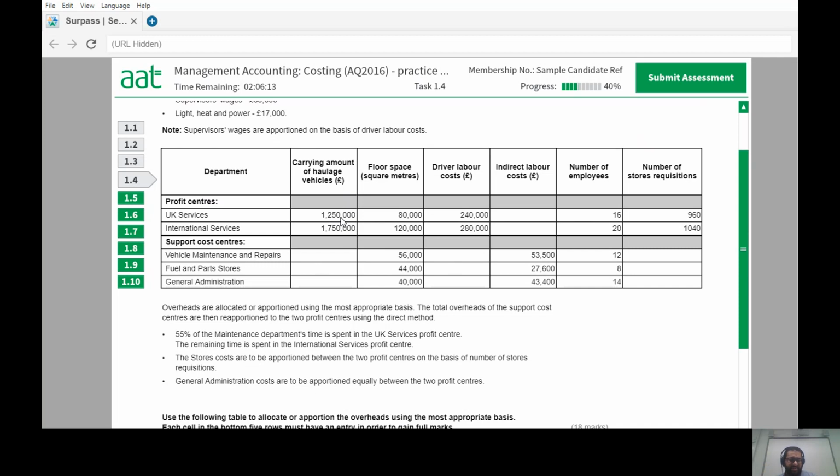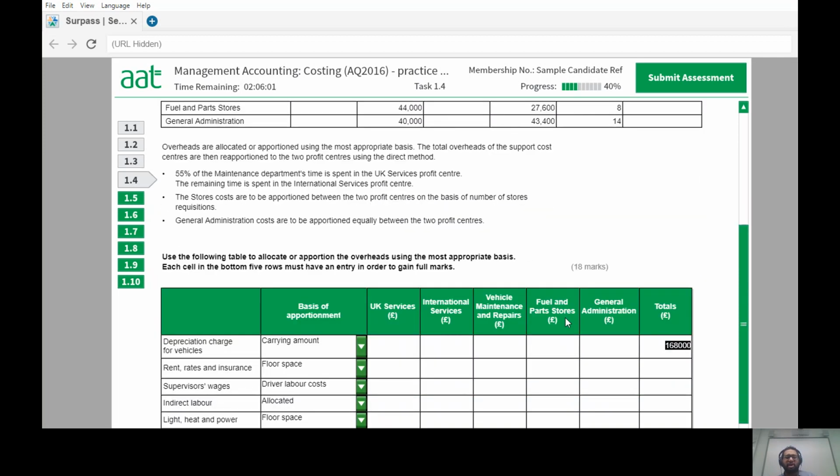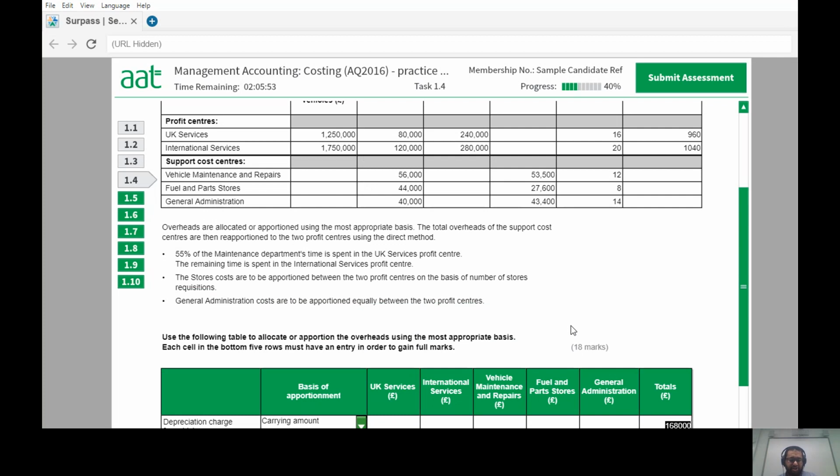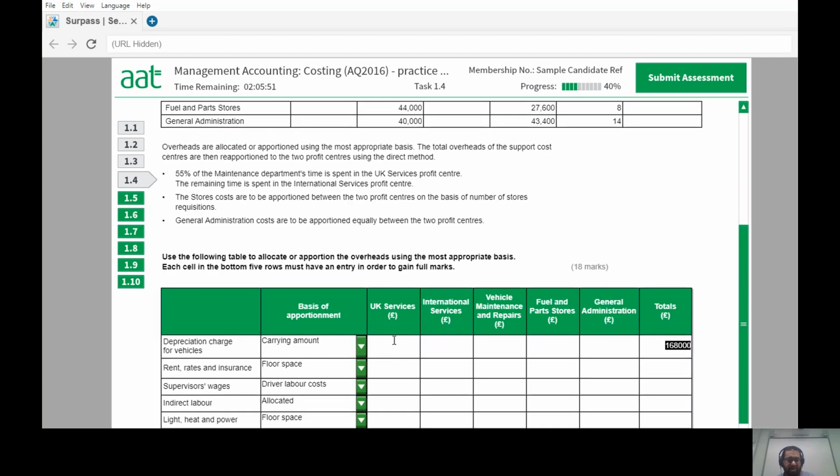Or I can simplify this. If you look here, if I add them both together, it's going to be 3 million. So divide by 3, multiply by 1.25. That way it's a lot easier, you can just ignore all the zeros. So 168,000 divided by 3, multiplied by 1.25. That should give me 70,000 for the UK services. And whatever is left over, 98,000, is going to my international services.